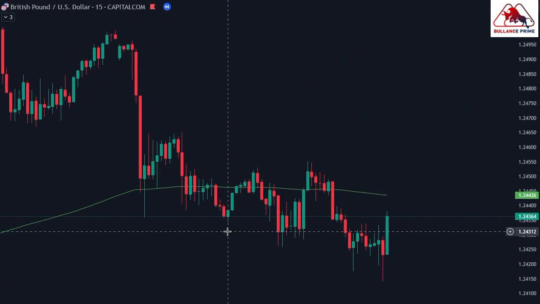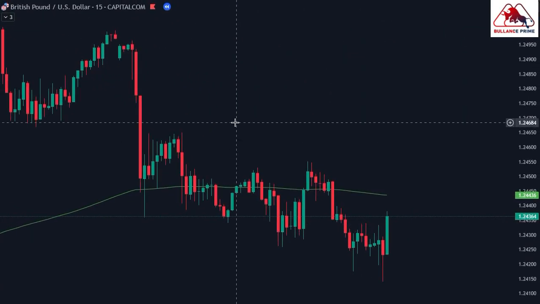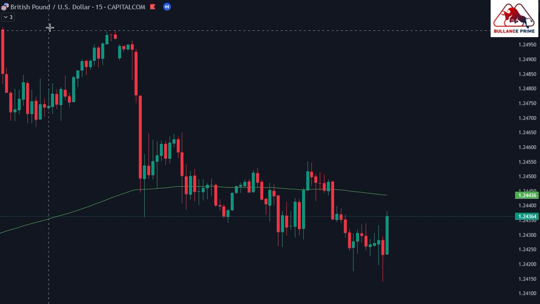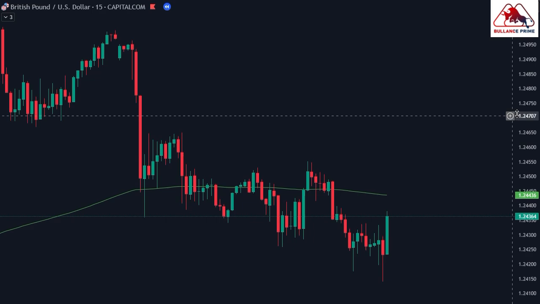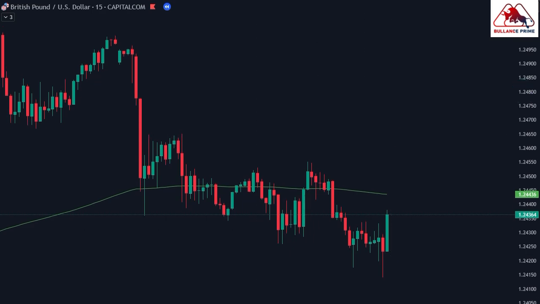So here you can see I have the chart. In my TradingView I have opened one. You can see this is GBP/USD on the 15-minute time frame chart. First of all, we are going to do the structure mapping, so I will open my highlight button.